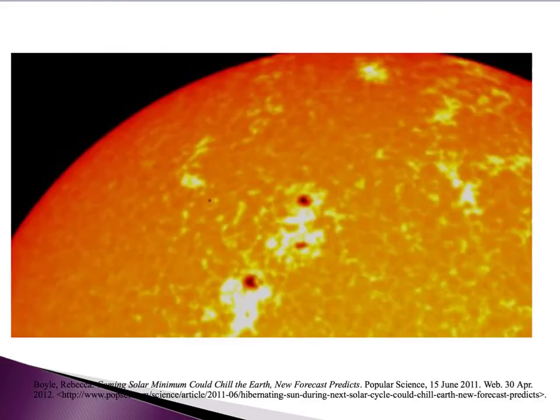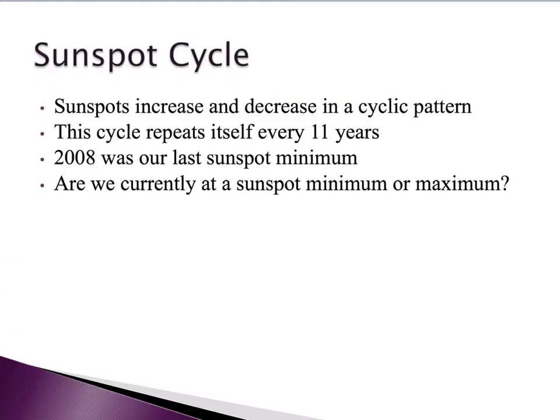So here's a close-up image of the Sun. Here are your sunspots. Remember, these are several times the size of our Earth. Sunspots increase and decrease in a cyclical pattern. The cycle repeats itself every 11 years. If 2008 was our last sunspot minimum, are we currently in a maximum or a minimum?